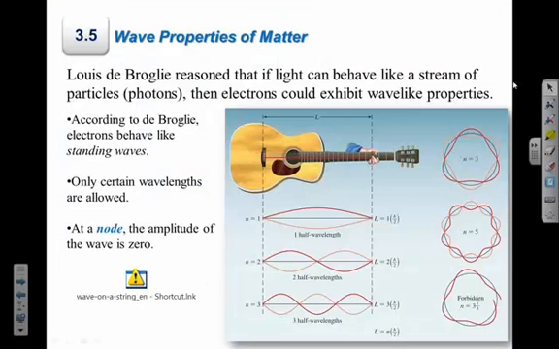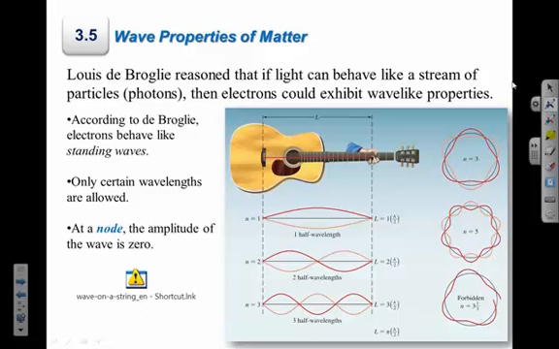Thinking of the electron behaving like a wave, we know standing waves have certain areas where the value for the wave is positive, certain areas where the value for the wave is negative, and certain areas called nodes where the value of the wave is 0. Right? So if I have this guitar string, when I pluck it, depending on where I put my finger on the fret, it makes a certain note, right?